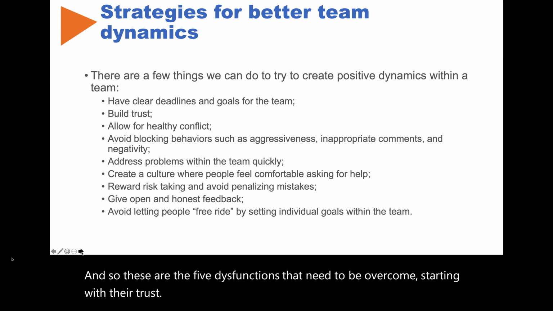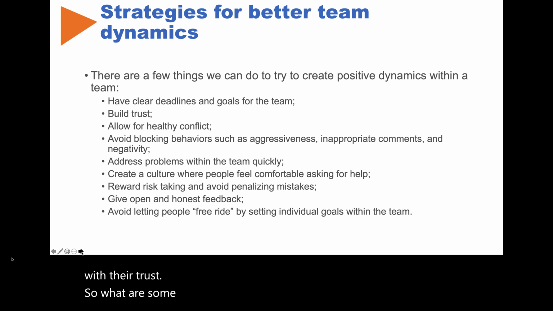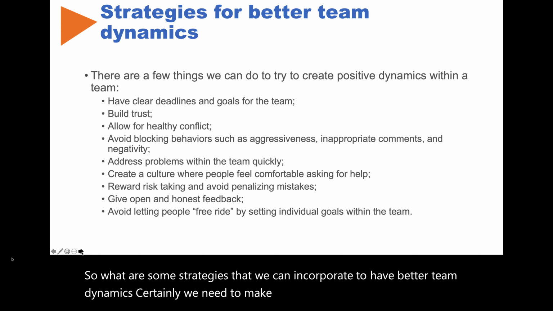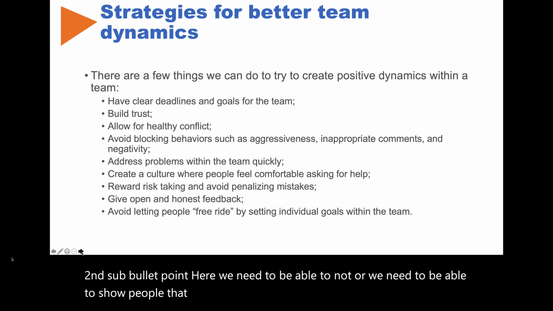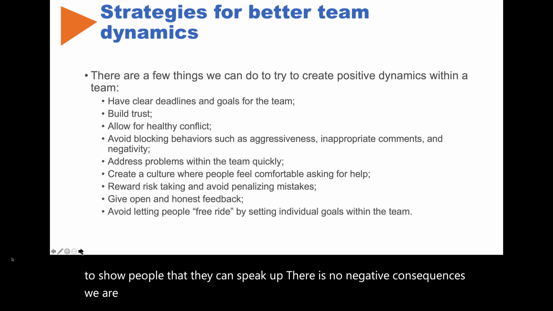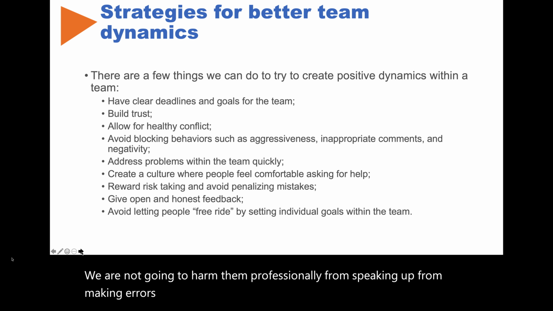So, what are some strategies that we can incorporate to have better team dynamics? Certainly, we need to make sure that we build trust, which is the second sub bullet point here. We need to be able to show people that they can speak up. There is no negative consequences. We are not going to harm them professionally from speaking up, from making errors. There needs to be trust there.